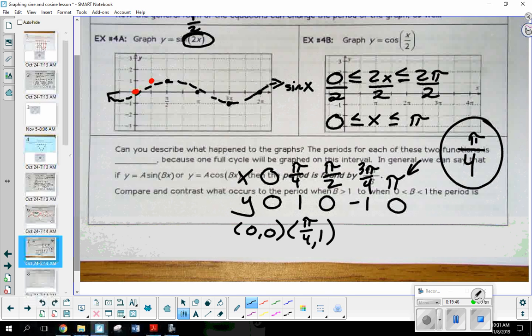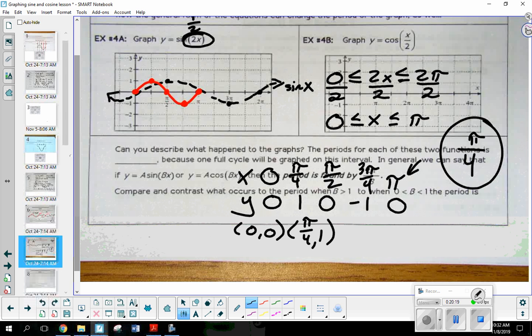Then we have pi over 2, 0. 3 pi over 4, negative 1. That's going to be halfway between pi over 2 and pi. And what's our last ordered pair? Pi comma 0. And you'll notice what we talked about at the beginning of the problem, isn't that exactly what happened? I've got that sine graph, but it only takes half as many radians as it did before it repeats.